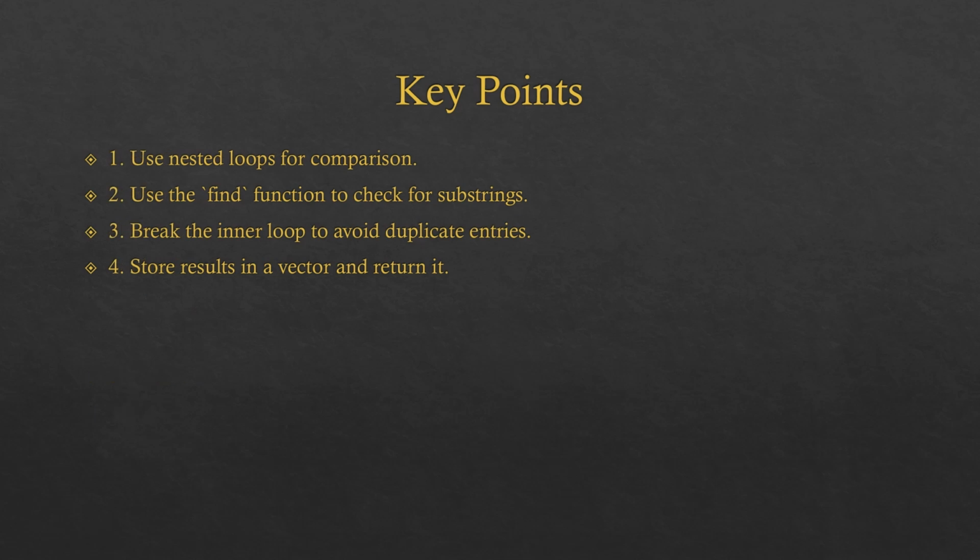Here are the key takeaways. Nested loops are used to systematically compare strings. The find function is employed to check for substrings efficiently. To avoid duplicates, the inner loop is terminated upon finding a match. Finally, the result is stored in a vector and returned for further use.